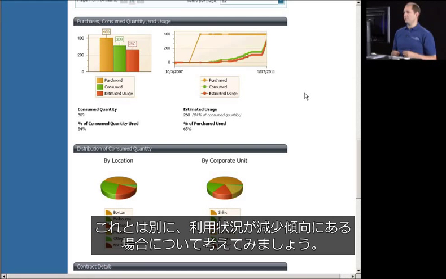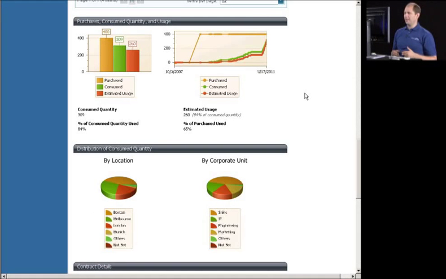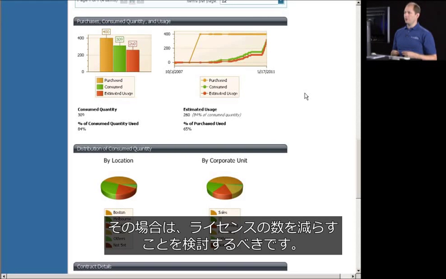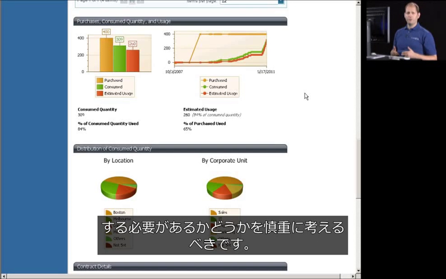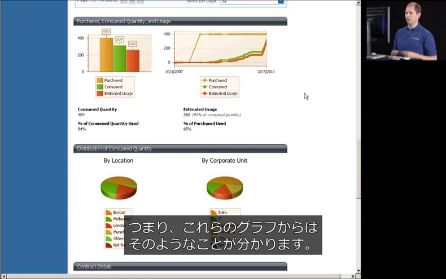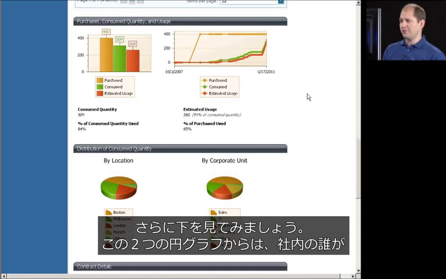But in other cases, you'll see that the usage might decline, and in those cases you can take advantage of the situation and talk to your vendor about how many copies you want to keep maintenance on, or if you're buying upgrades, do you need to upgrade every single license that you bought last time? So those charts are very interesting.